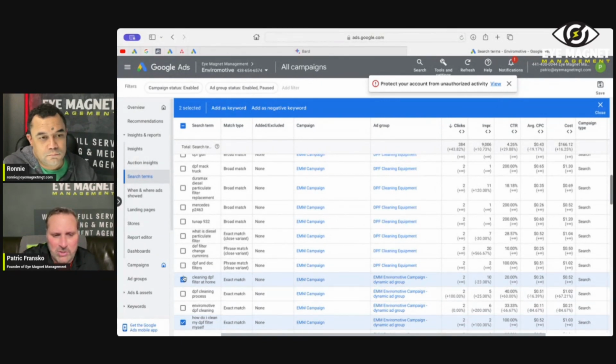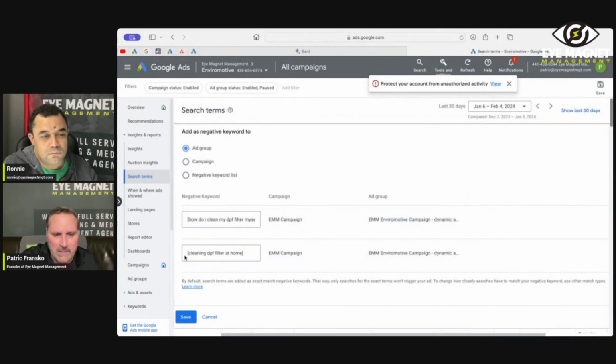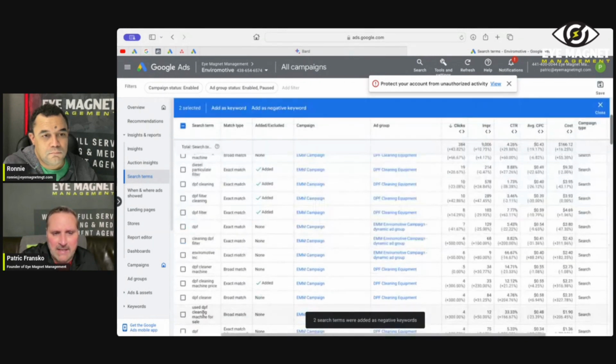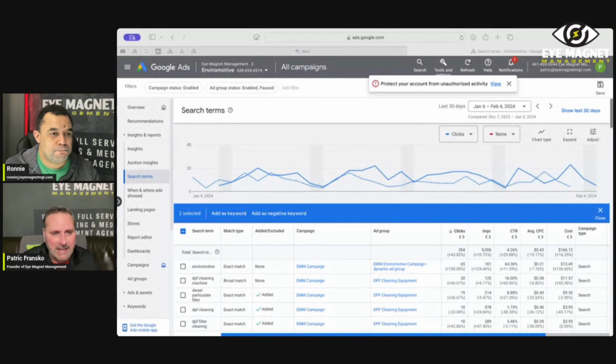So if you click on those search terms that aren't relevant, you can add those as a negative keyword. And when it comes up, you would go to save. What that says now is that those two keywords are listed as negative keywords. So if somebody searches for that again, we're not going to show our ads for it. Even though there are similarities to what we're trying to come up for, those aren't keywords we want, because those people are really looking for a DIY solution, and we're trying to sell an actual corporate or equipment solution.